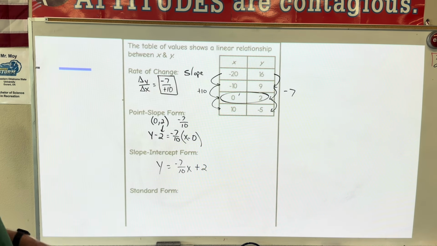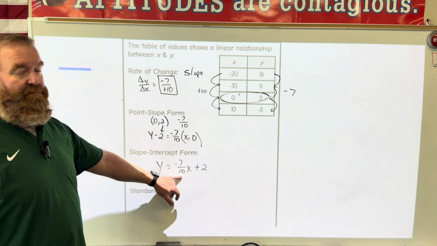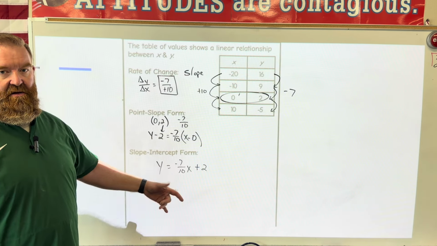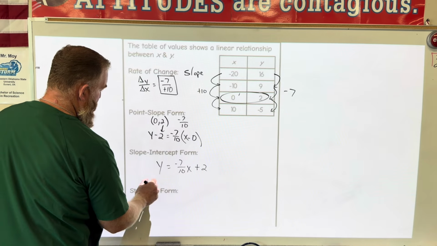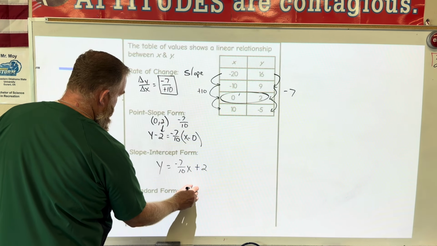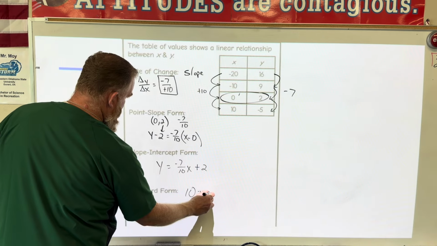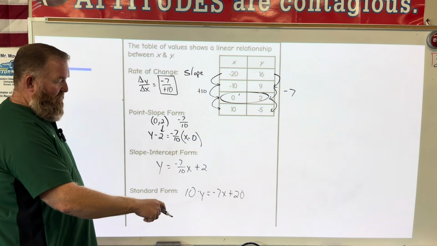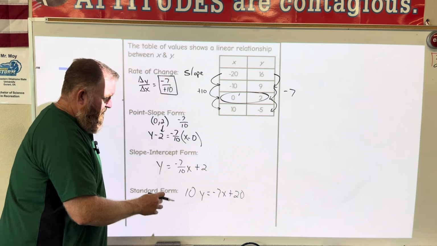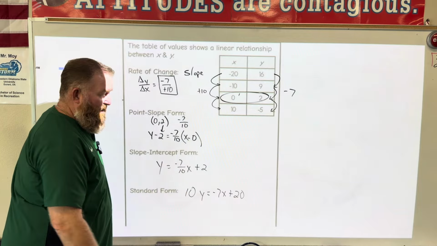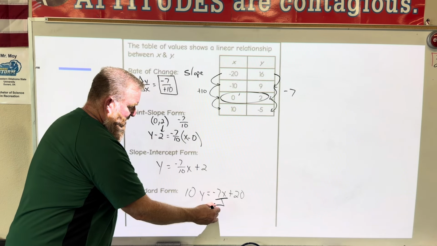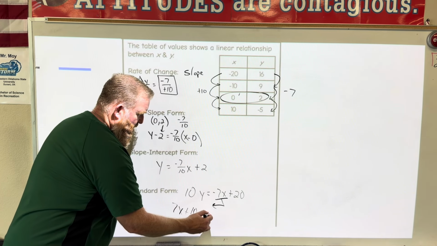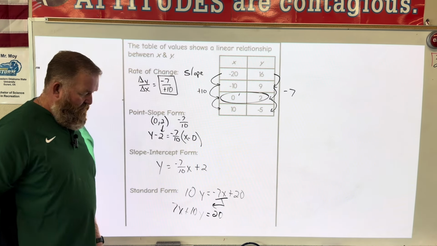Okay, here we go. It's standard form. It's just the same thing. I would multiply this equation times 10 to get rid of that fraction. Everybody with me? So if I multiplied times 10, that would now be 10y equals negative 7x plus 20. I basically multiplied everything times 10. Okay, 10y equals negative 7x, and I'm going to move that negative 7x to this side. Positive 7x plus 10y equals 20. There it is.